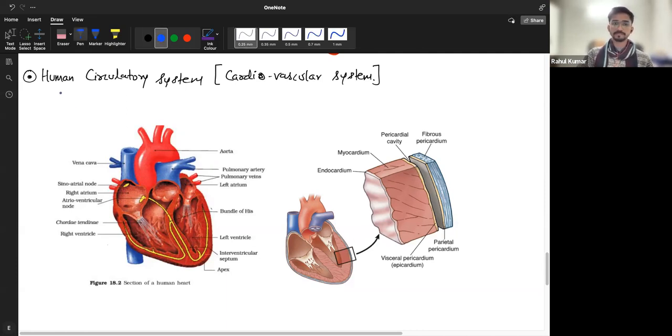So humans have a closed circulatory system, right? We know about the closed circulatory system from evolution and the different types of animals that we studied, right?